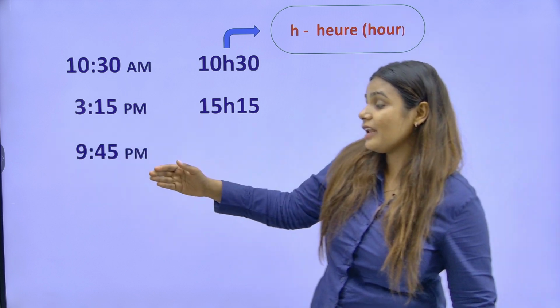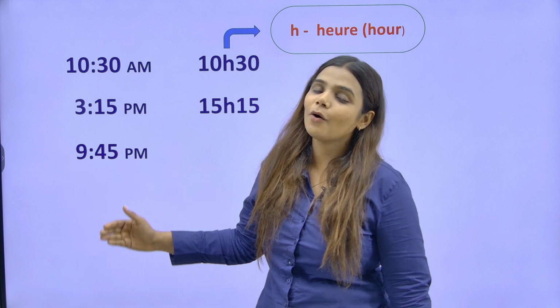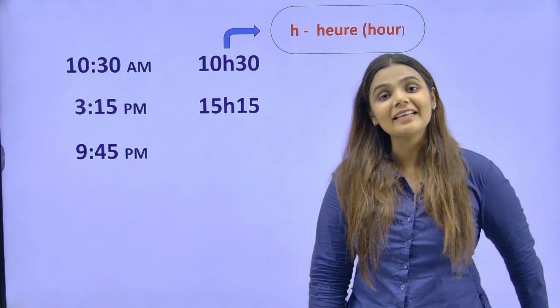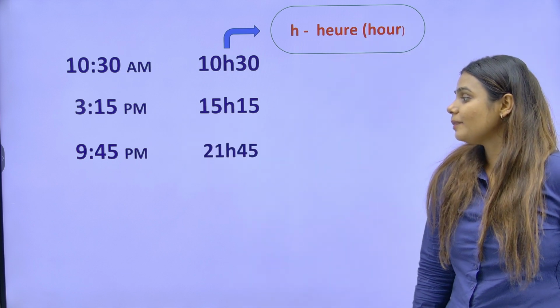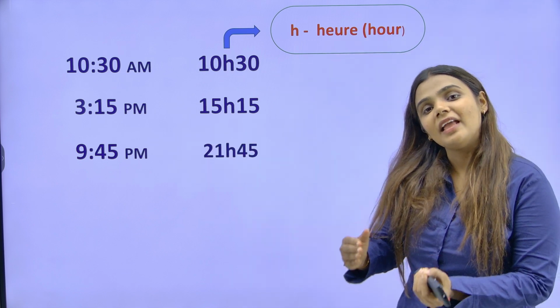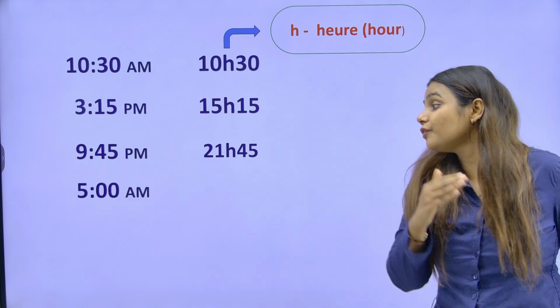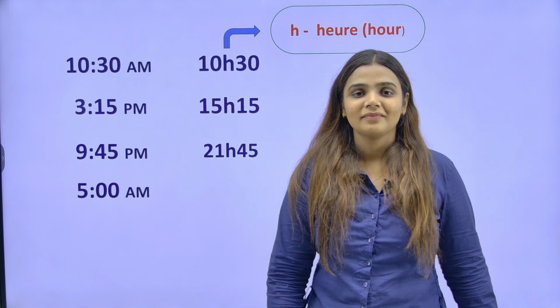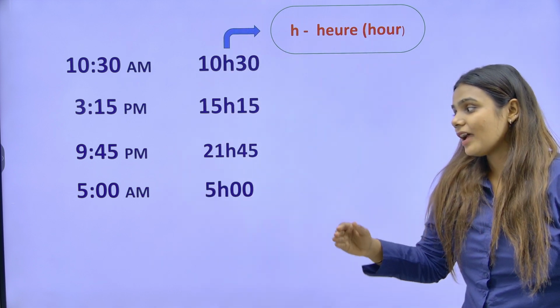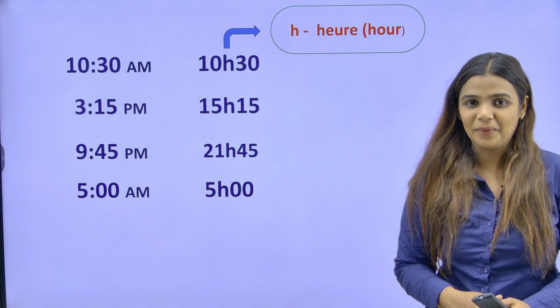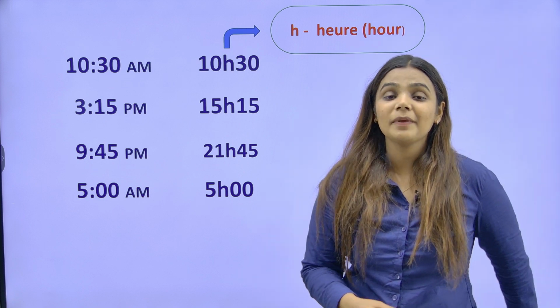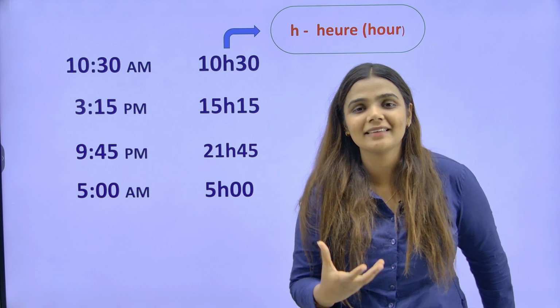Let's take one more example. Suppose it is 9:45 p.m. How am I going to write this in digits? Yes, you are correct. I will be writing it as 21H45. One last example. Suppose it is 5 o'clock in the morning. I'm going to write it as 5H00.